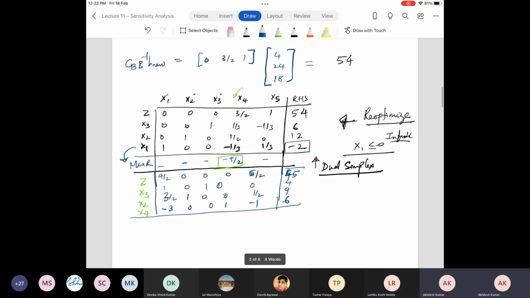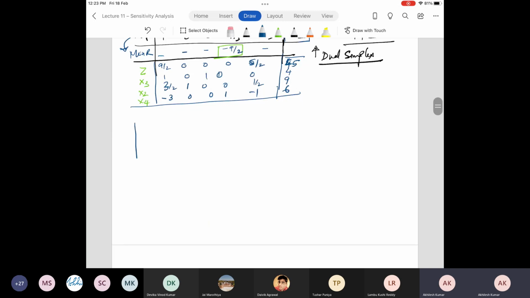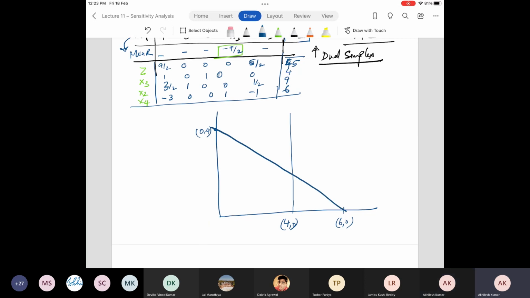Let's see what exactly has happened. Let's try to understand it graphically. So our earlier problem was this space. So actual window glass problem, we had 3 constraints: 6, 9, 4. So this was constraint number 1. This was constraint number 3rd, and this was constraint number 2nd, and this was our feasible region initially.